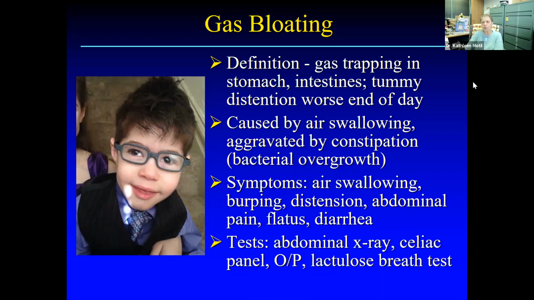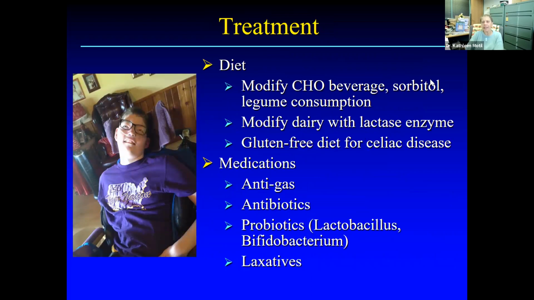For children who have the specific parasite Giardia, which is endemic in places like Texas, for example, we will do parasite tests. And if we really want to know if our children have bacterial overgrowth, we will do something called a lactulose breath test. Next slide. Again, the treatments rely on diet and some medications.